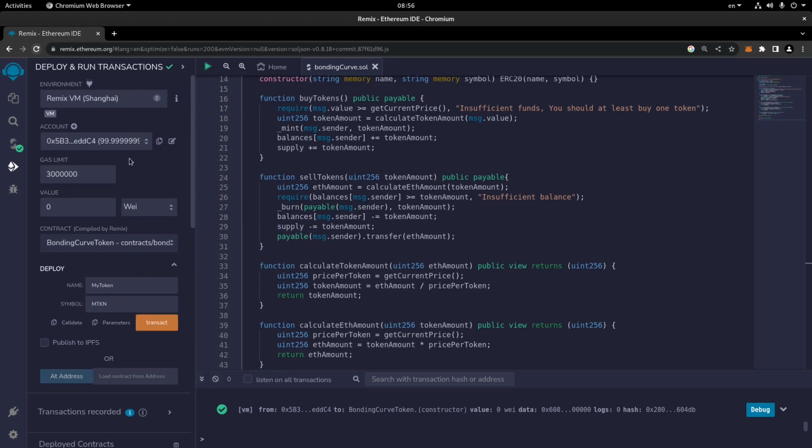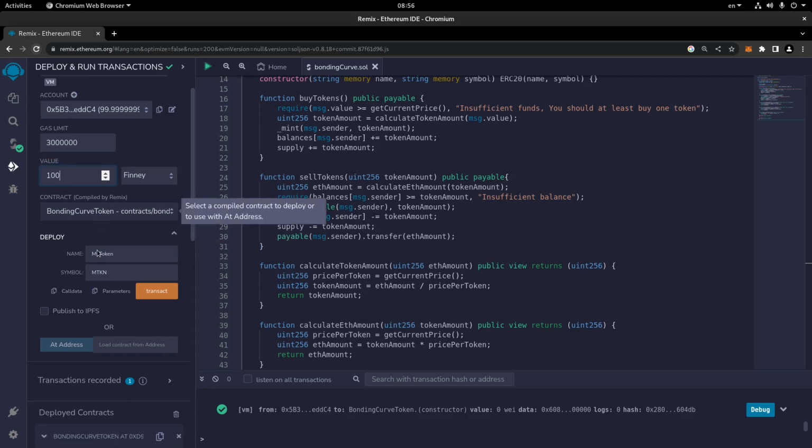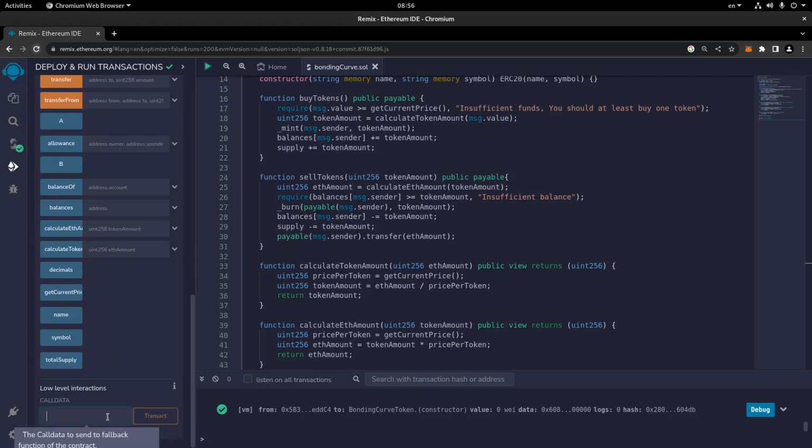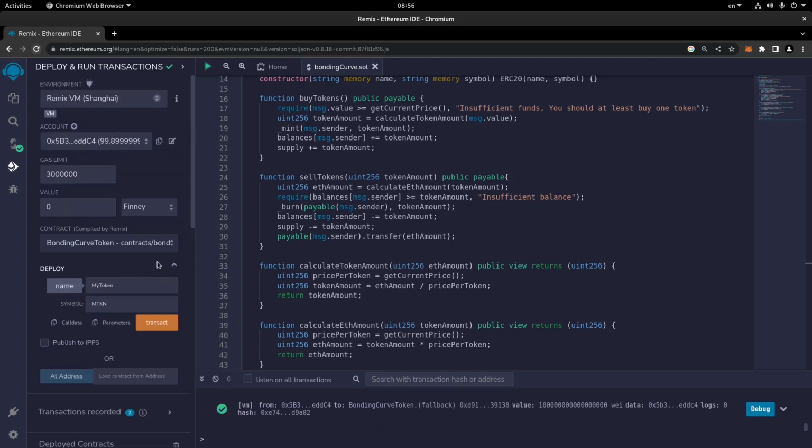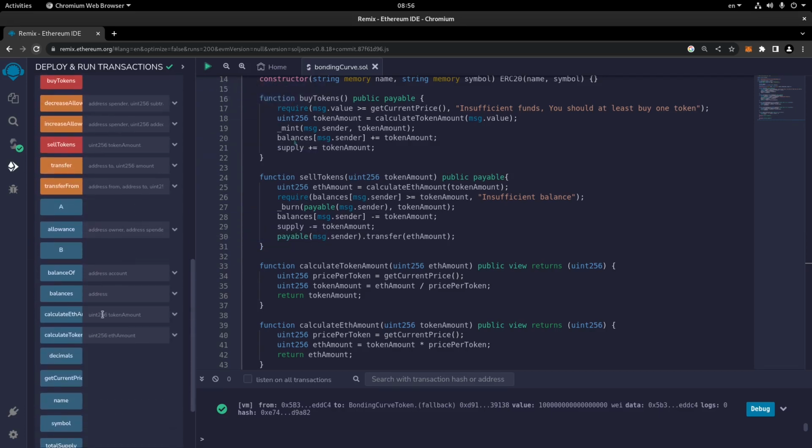So right now what we need to do is copy the address, and I can change this to Finney. 100 Finney, which is 0.1 Ether, will be entered as the balance of the contract. Make sure you turn it back to Wei, because when we want to buy the tokens, it is in the Wei unit. So I'm going to enter 1,000 for the price. Notice that the initial price is 100, so we'll be able to buy 10 tokens.